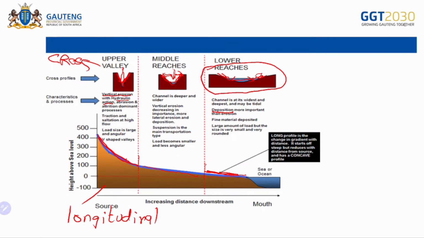Can you see that? So what we have done here is we have then taken our two profiles and linked them. So you must be able to see that. Can you see? Geography is not difficult, learners. It's about making sense of things, about the visuals, and about linking things. Don't learn your cross profile separately from your longitudinal profile. Okay.